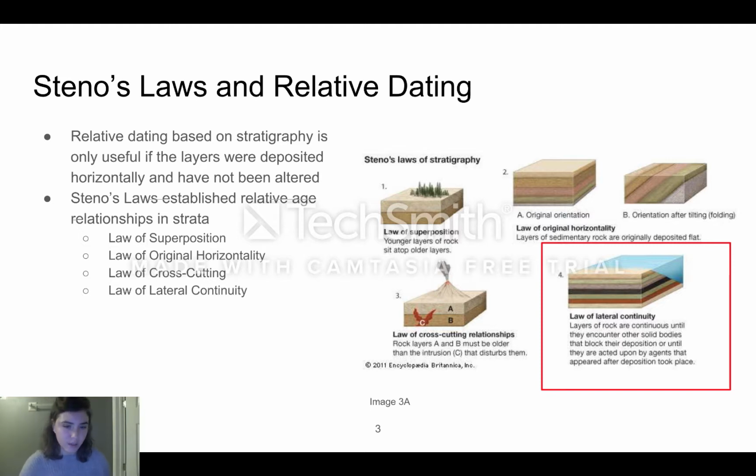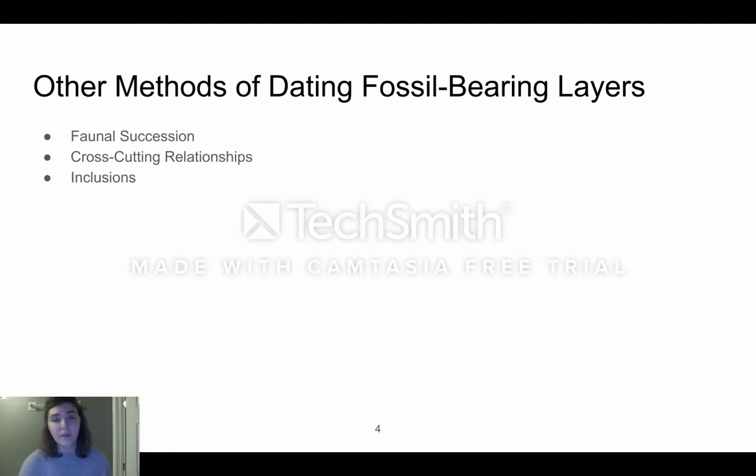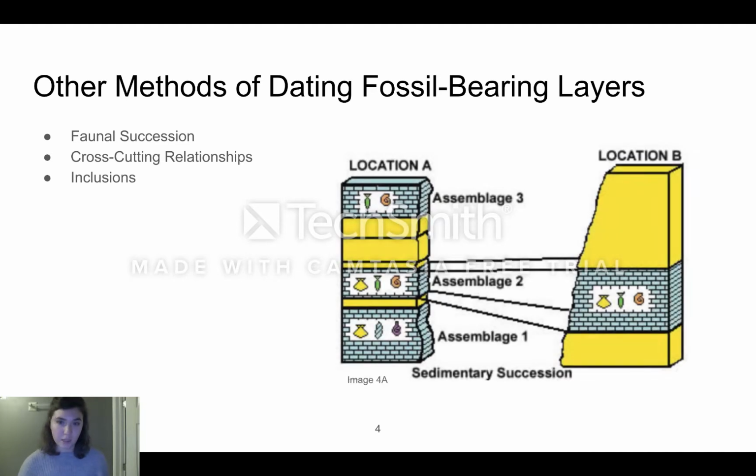So Steno's laws help us to understand how sedimentary rock layers can be changed over time based on how they interact with Earth's forces and the environment around them. Knowing these four laws, we can begin to understand how complex strata can be chronologically ordered. What can also help are other methods of dating fossil-bearing layers, the first being faunal succession. This is what William Smith used. It states that fossils that are included in the strata give the rock a definitive pattern. This is mostly useful when we're trying to date things in chronological order and they are far apart.